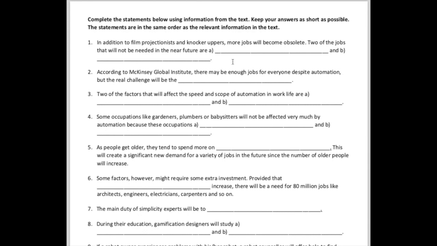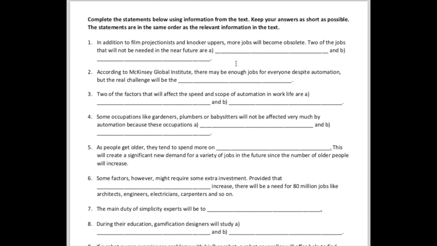Now, synonyms can be very, very useful, especially in this particular task. Sometimes you may be lucky. Sometimes the information in the sentence can be very, very similar to the information in the text. Sometimes, however, one word in this sentence could be different from the word in the text because we're using synonyms. So let's have a look. In addition to film projectionists and knocker-uppers, more jobs will become obsolete. Two of the jobs that will not be needed in the near future are gap and gap.